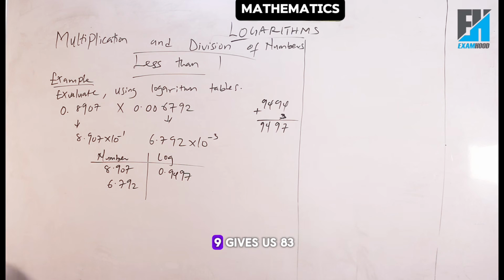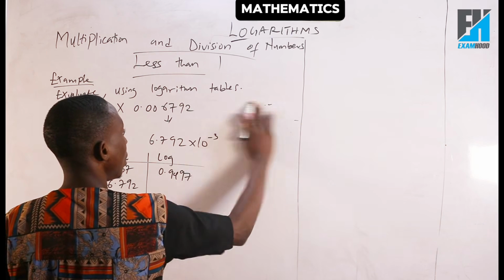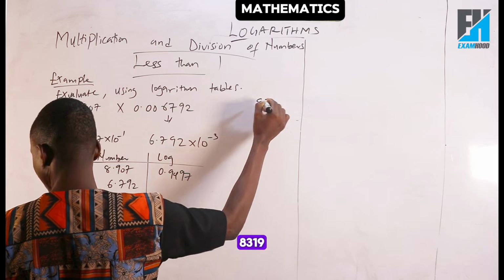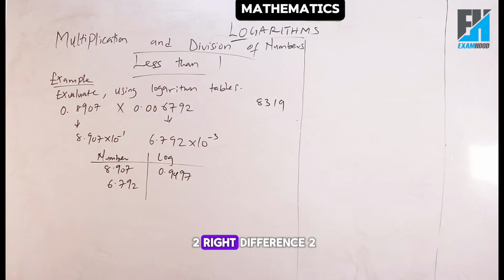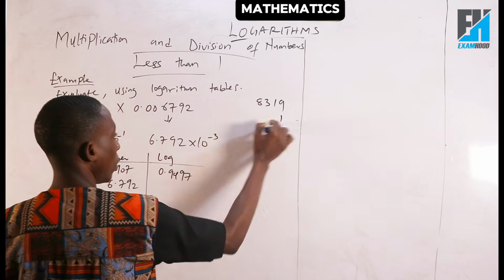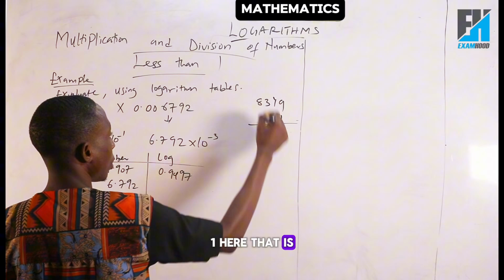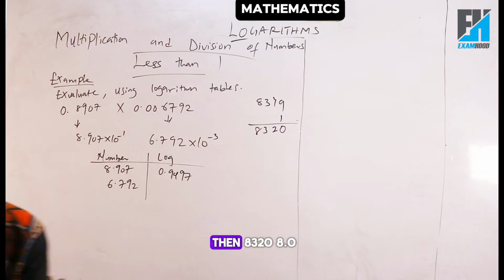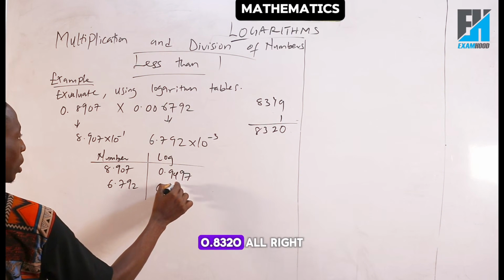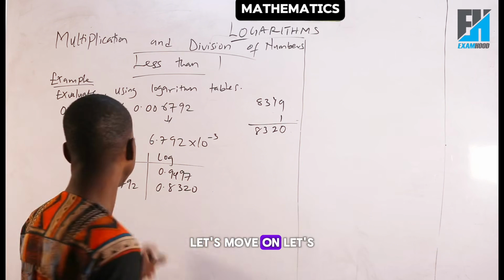Alright, for this, 67 under 9, difference 2. 67 under 9 gives us 8319. Then we have difference 2, right? Difference 2 gives us 1. Let's add: 9 plus 1 is 10, that is 0, carry 1, then 1 here is 2, then we have 3, we have 8. Then 8320. Alright, let's move on.